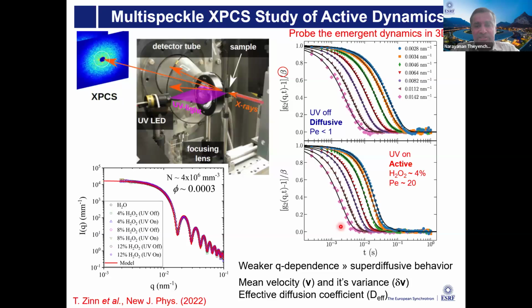By decomposing the intensity autocorrelation functions here, we can get the mean velocity and its variance, effective diffusion coefficient, etc. I think I already ran out of my time, but I will just finish in the next couple of minutes. Of course, this can be applied to different types of driven systems.